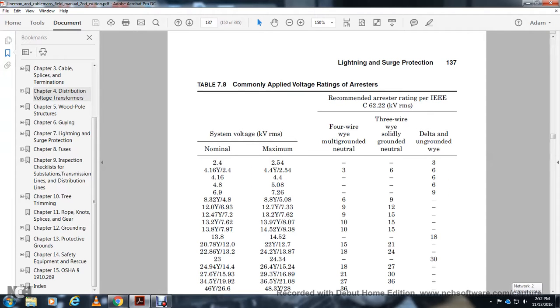Alright, the commonly applied voltage ratings: the system voltage in kilovolts root mean square, nominal and maximum, and the recommended arrester rating per IEEE C62.22 in kilovolts root mean squared, for 4-wire multi-grounded neutral, 3-wire solidly grounded neutral, delta, and ungrounded wye.